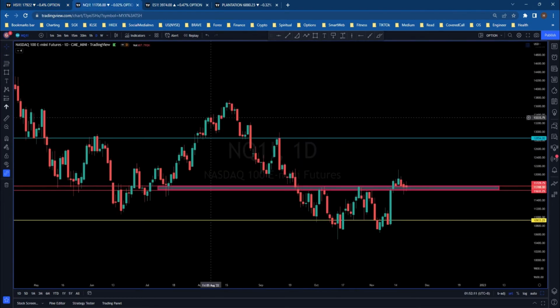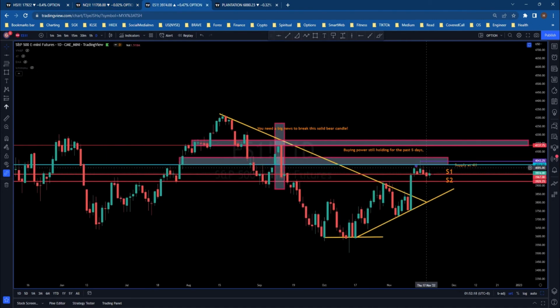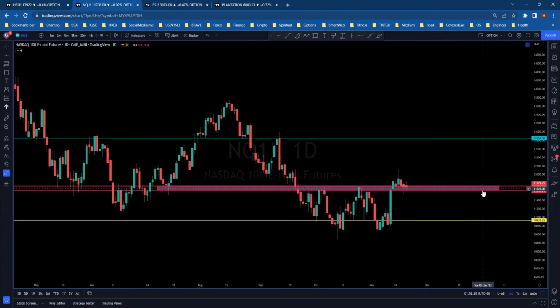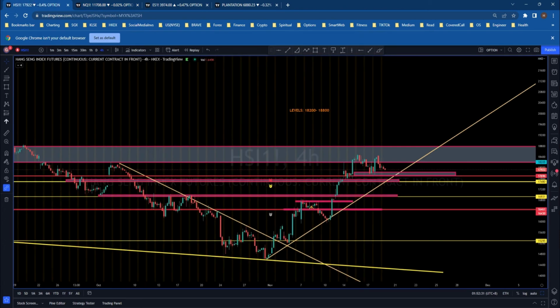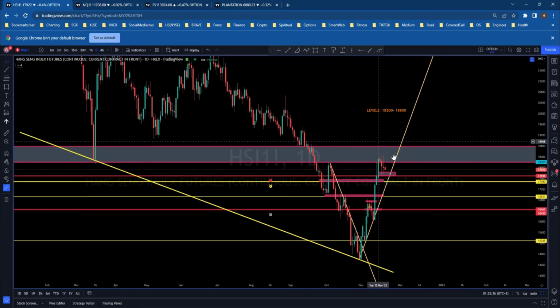And then for NQ, it's the same thing. I think this is already at the support, and ES is also doing the same thing, but you just have to move up. But buying power is still holding for the past 5 days: 1, 2, 3, 4, 5. This is still considered buying power, still holding. NQ, the buying power still holding. And for these guys, still the buying power still holding.